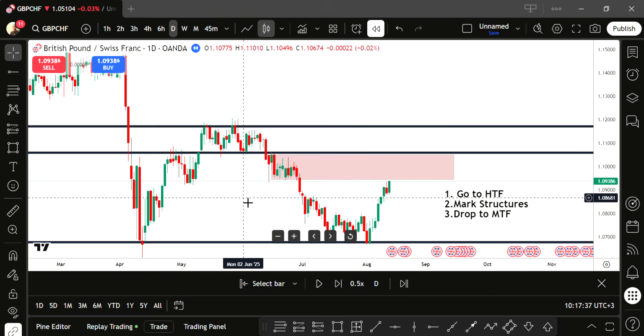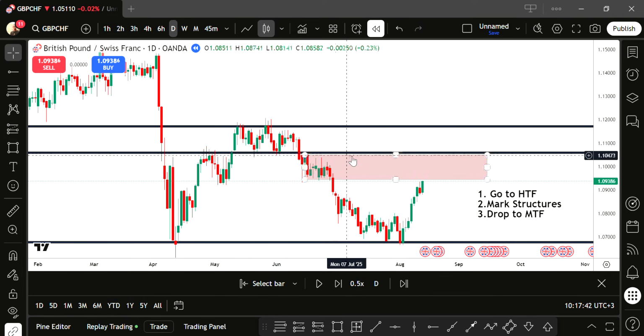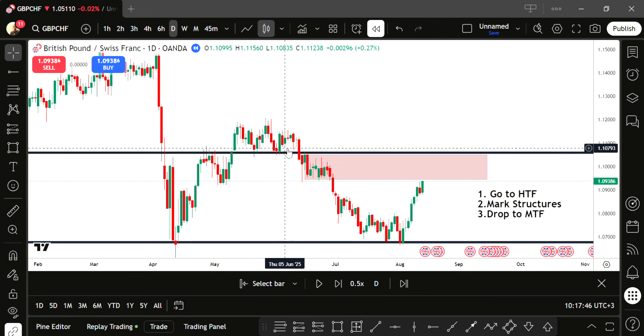So let's go forward. Now I have three zones. I'm going to delete one zone. Why? Because this zone here is far from this one. In order for price to reach up here, it will first have to cross this zone. If it crosses, I'm going to add it there.